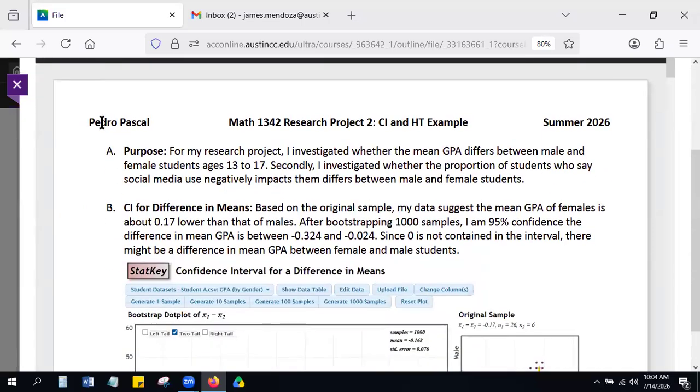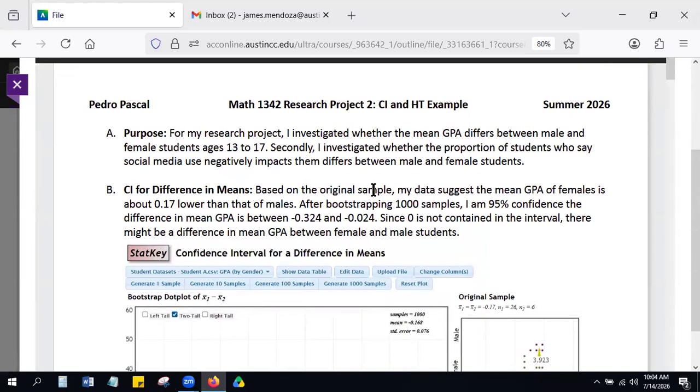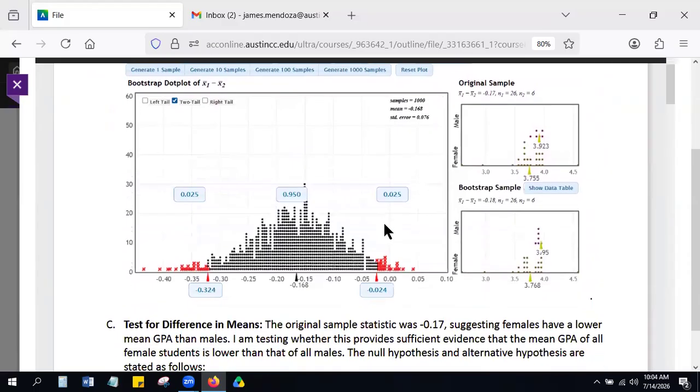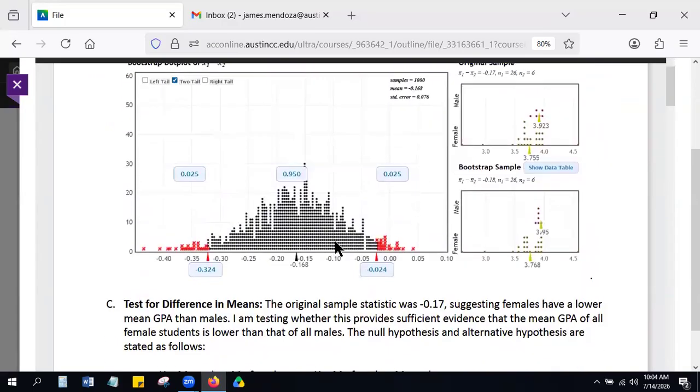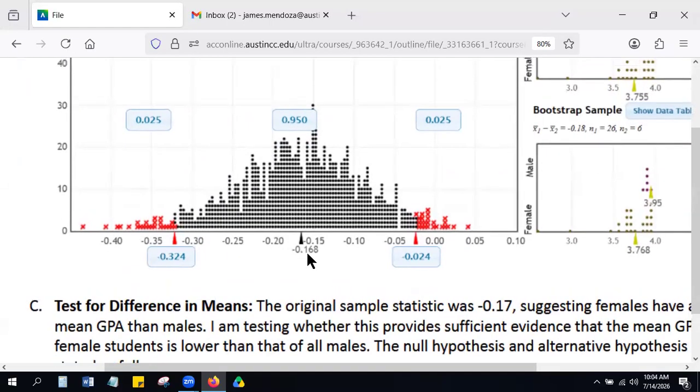Now, one of my previous students was not actually Pedro Pascal, but their purpose was investigating GPA for younger students, and also what their opinion was about the negative impacts, whether they felt that social media was something that impacted them. And then the two main groups, again, you should have two main groups that you're comparing. This was just male versus female. The first graph you're going to make is a bootstrap of the difference in means. And so this right here was comparing whether the GPA differs between male and female.